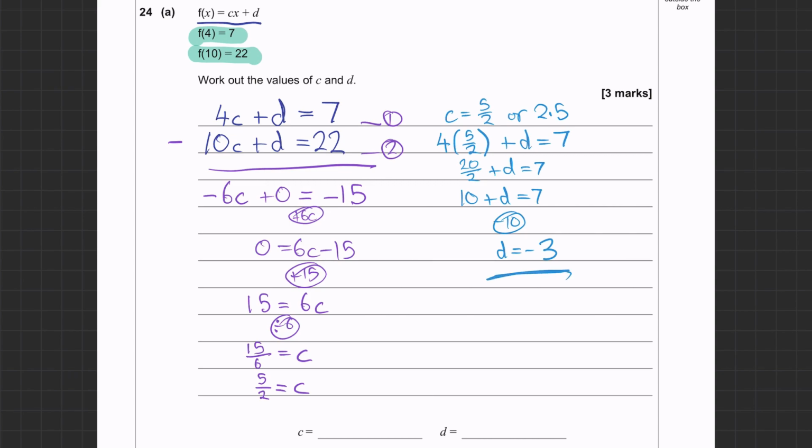So we've now got our values for c and for d. So write that at the bottom: c equals 5 over 2 and d equals minus 3. If you prefer, you can write c as 2.5. That's just your preference, which one you prefer to use, to be honest.